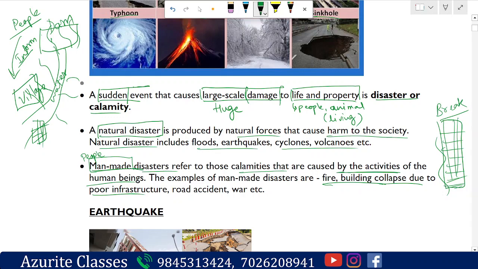So that is poor infrastructure, and road accident. On the road there will be accidents because of our negligence, right? So those are all man-made disasters. Understand? Any doubt in this?